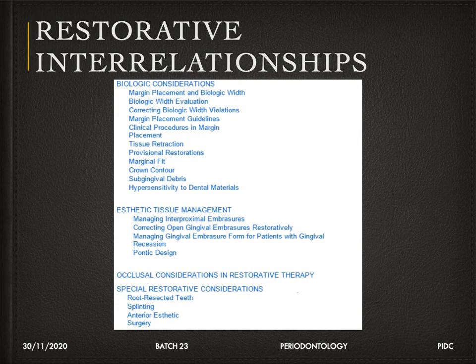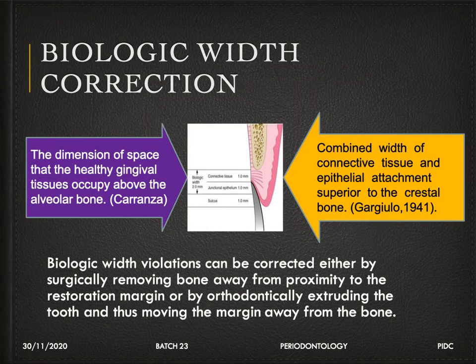So what is biological width? Biological width is the combined width of connective tissue and epithelial attachment superior to the bone, which is the dimension of the space that the healthy gingival tissue occupies coronal to the alveolar bone, which usually will be 3 millimeters: 1 millimeter of sulcus depth with 2 millimeters of biological width, which is a combination of junctional epithelium and connective tissue attachment.